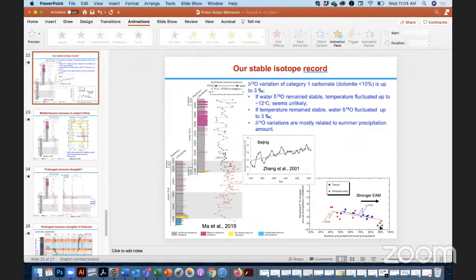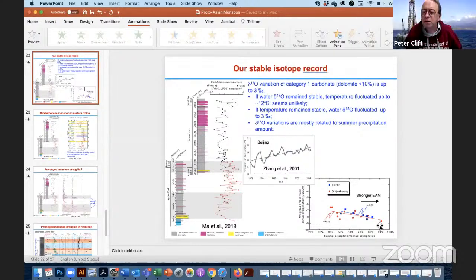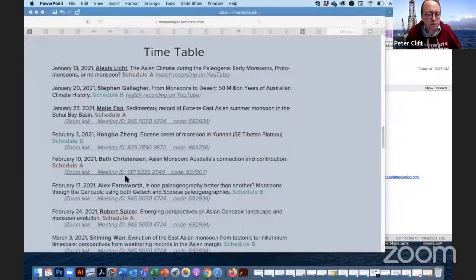Okay. Anil Gupta has made a comment about using the titanium calcium ratio as a proxy for aridity. I don't know if you want to comment on that.